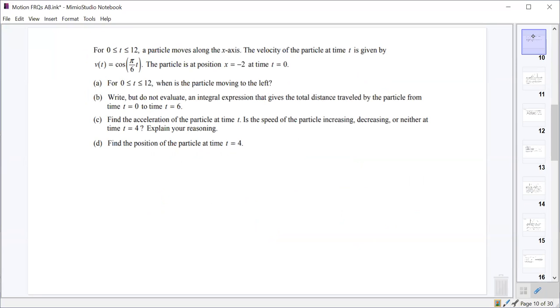So for the particle to be moving to the left, that would mean that velocity has to be less than 0. And so we would figure out first when does v of t equal 0. So that would be when does the cosine of pi over 6t equal 0. And cosine equals 0 whenever the angle pi over 6t is equal to what? What values of cosine give you 0? Pi over 2, right? Plus every pi n, right?